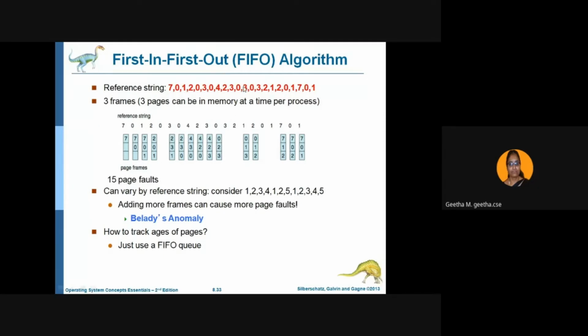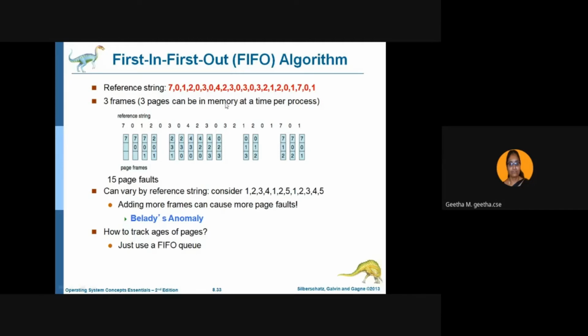Then again 3 is referred. So 3 is already there, so no page fault. Then page number 2 is referred. So 2 is also there, so no page fault occurs. So now the next reference is page number 1.